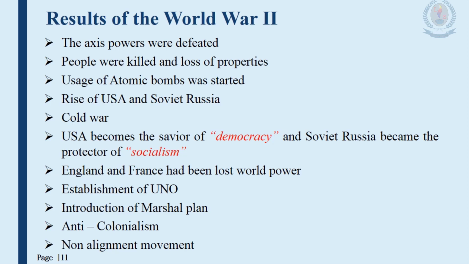However, the allied parties, that means Great Britain, America, and France, won this world war, and they defeated Germany, Italy, and Japan in the Second World War. So these are two main results of the Second World War.